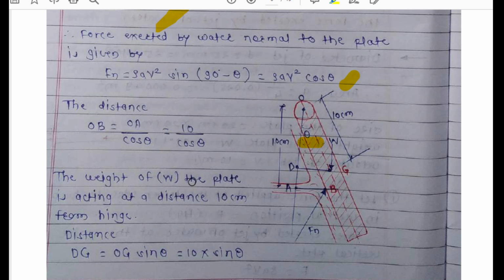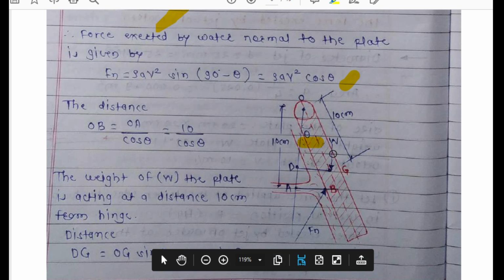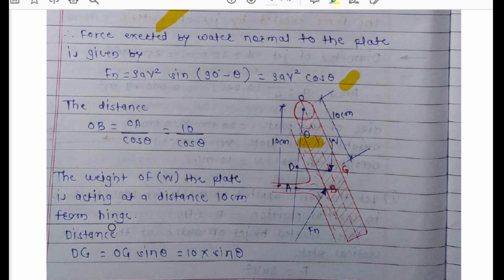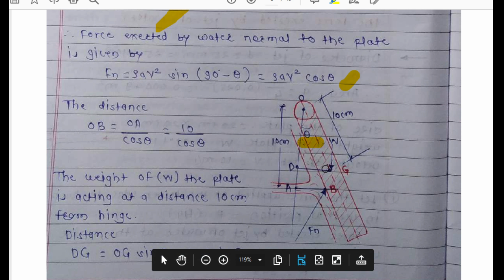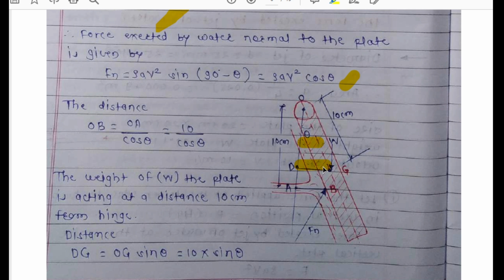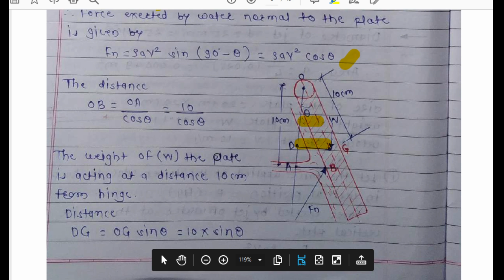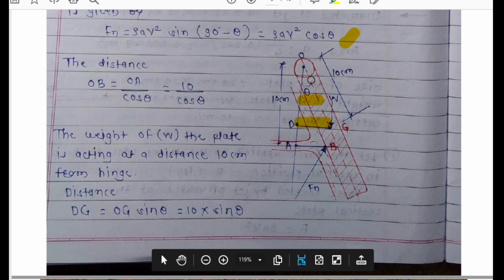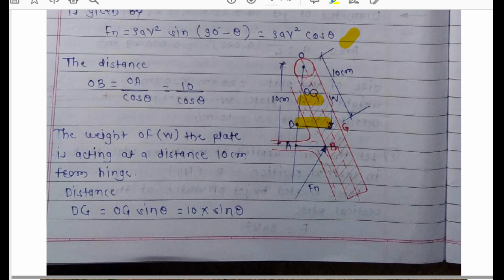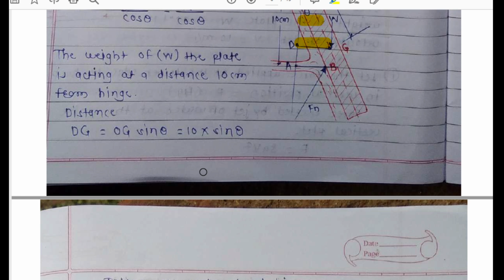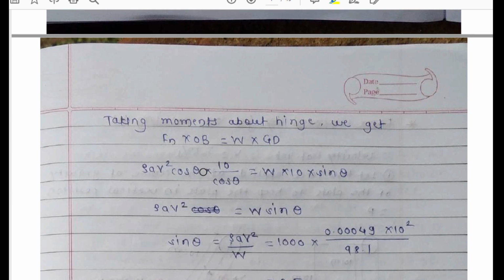Again, the weight W of this plate is acting at a distance of 10 centimeters from the hinge. This distance DG will be the perpendicular distance for the moment of this W. So this DG can be converted into OG into sine of theta, that means this hypotenuse into sine of theta. Now the things are given.